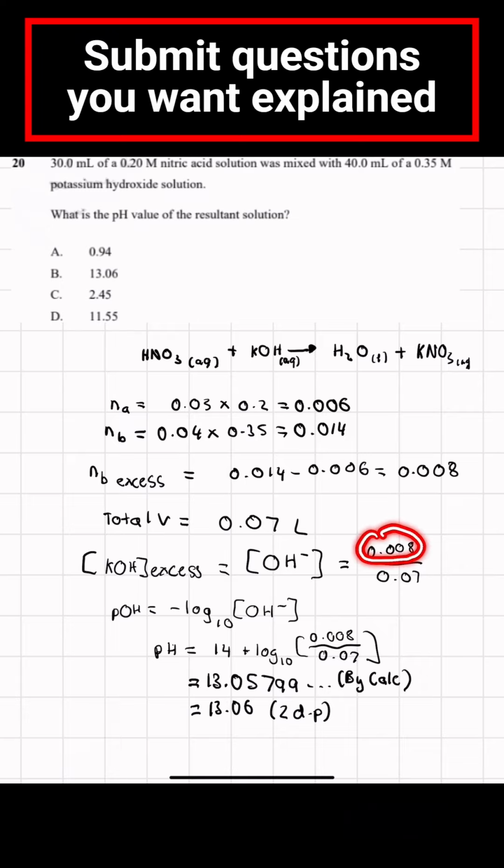So we do the number of moles over the volume, and then we find pOH as normal, and then we do 14 minus pOH, or 14 plus the actual log value we get, and then we get 13.06, which is B.